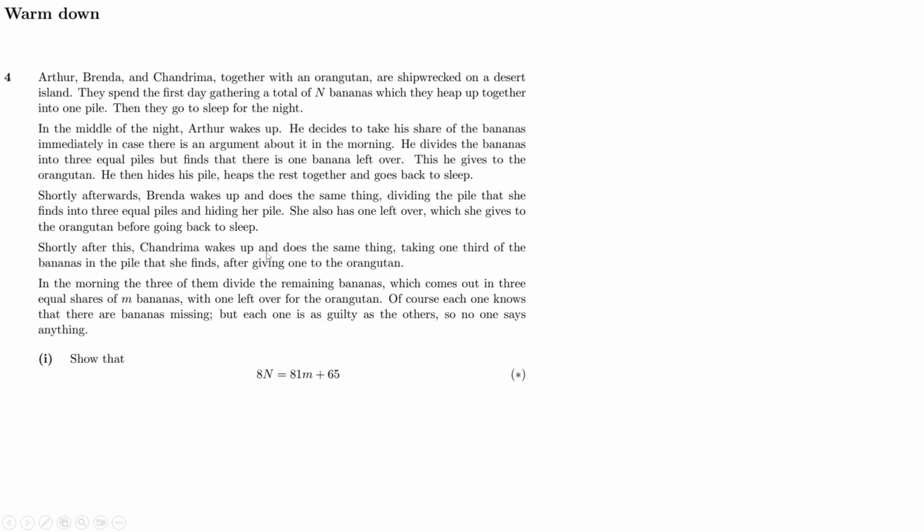After Arthur's woken up and reduced the total N by taking his third, plus that 1 for the orangutan, and Brenda and Chandrima do the same, we've got bananas left. They've split the remaining bananas into 3 equal shares of M, with 1 left over for the orangutan. So after Chandrima takes her share, there'll be 3M plus 1 bananas left. It's in the form 3M plus 1 because we've got 3 groups of M, plus 1 left over for the orangutan, so you get this.